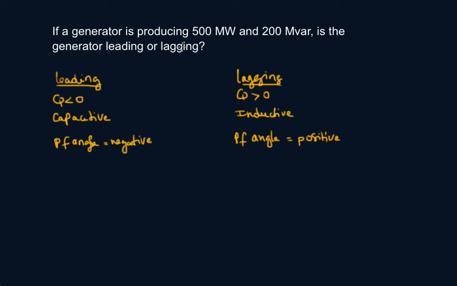But if you want to be technical and calculate the power factor in order to be sure, let's calculate the power factor here. Power factor is equal to, of course, the cosine of theta. But between P, real power, and Q, reactive power, there's a relationship, right? Q over P is equal to tangent of theta.